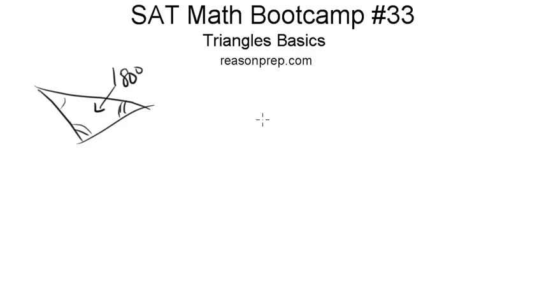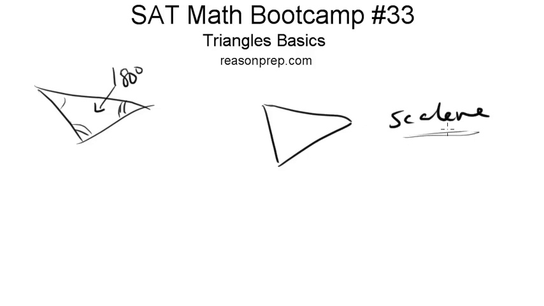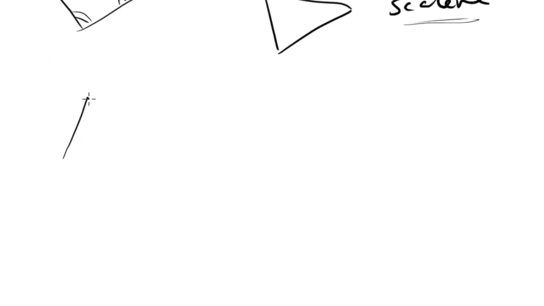Now about some definitions. Let's say you've got a triangle with three unequal sides. This is called a scalene triangle. I doubt you will see that word on the SAT, but just so you know. So that's three unequal sides. If you've got two equal sides, and therefore two equal angles right here, this is called an isosceles triangle.